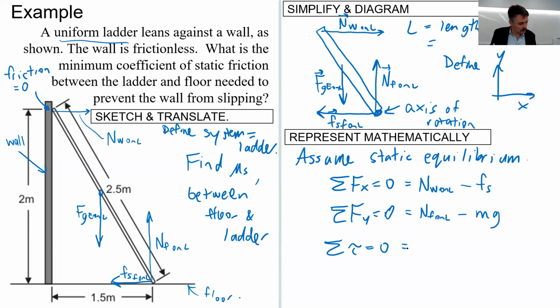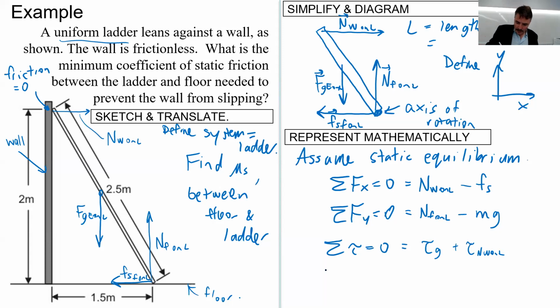And then the torques is going to be, if we have the axis of rotation, there'll just be these two forces here. So it's going to be the torque due to gravity plus the torque due to the normal force of the wall on the ladder. Okay. Because the forces that are acting on the rotation axis do not provide a torque.